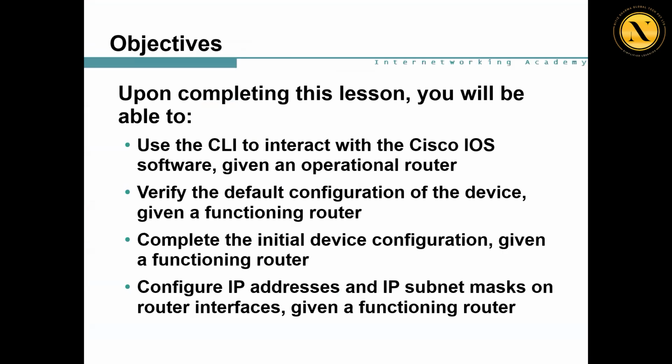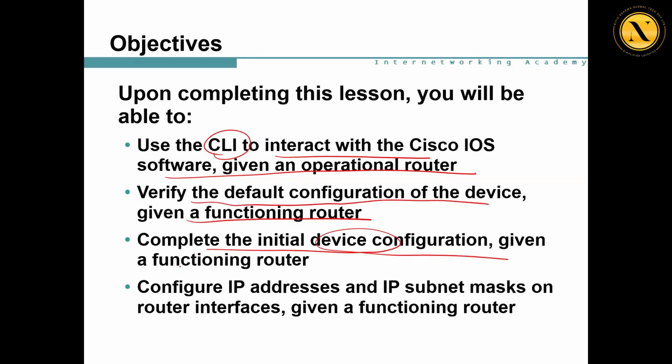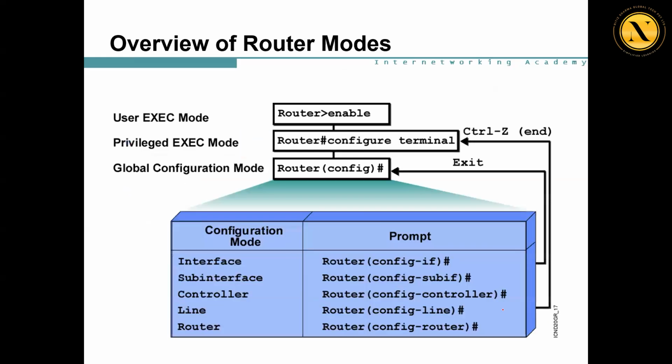So configuring a router, in this lesson you will be able to use the CLI to interact with the Cisco IOS, given an operational router, verify the default configuration of the device, complete the initial device configuration given a functioning router, configure IP addresses and IP subnet masks on router interfaces. This we know. Do we know this? User mode, enable, privilege mode looks like this. Configure terminal, global mode looks like this, right?